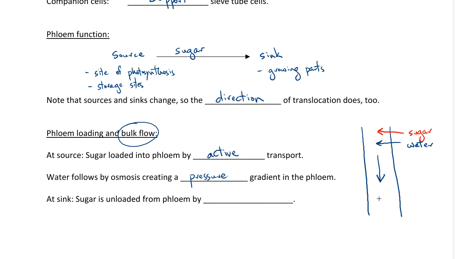So the sugar and the water move to the sink, and then at the sink, the sugar is unloaded by diffusion, and that's because the concentration of sugar in the sink is lower than that in the phloem, because the sugar is being used for energy, or it's being made into cellulose, for example. And as a result, the water moves out again by osmosis. So sugar is unloaded from the phloem by diffusion. And that water might be moving into the sink, or it might be getting recycled into the xylem, which is adjacent to the phloem. But either way, both the sugar and the water are leaving. So that's a look at translocation in the phloem.